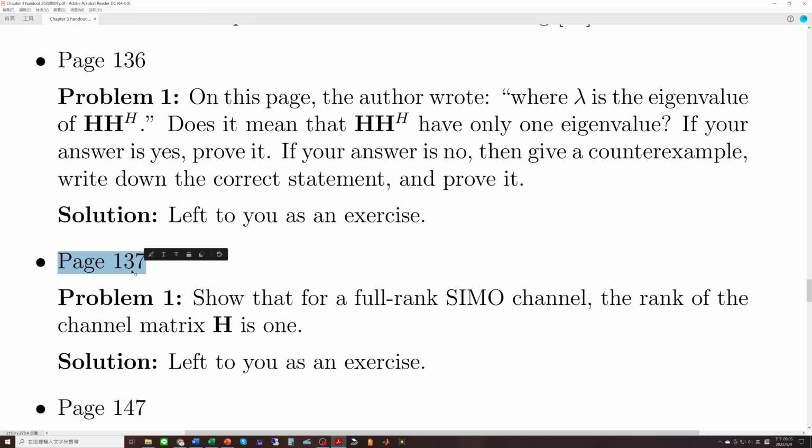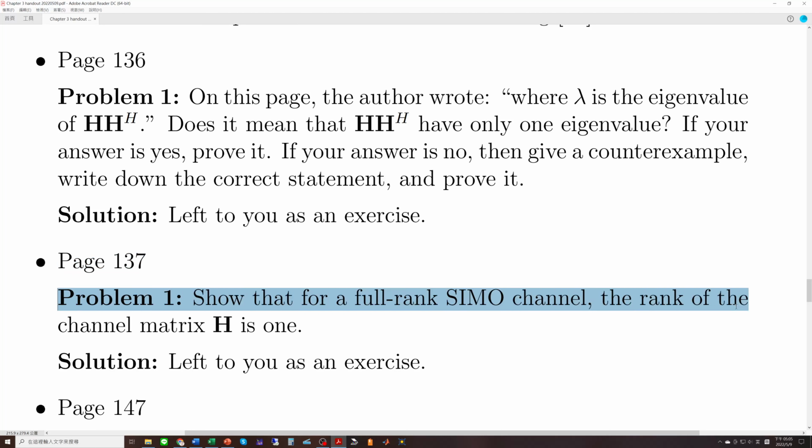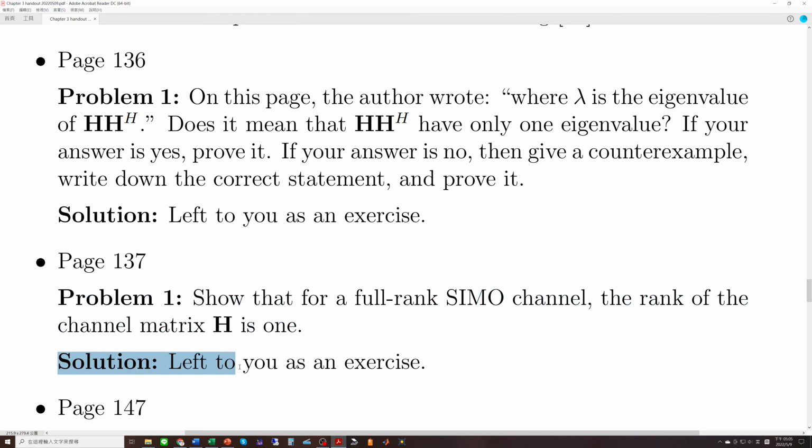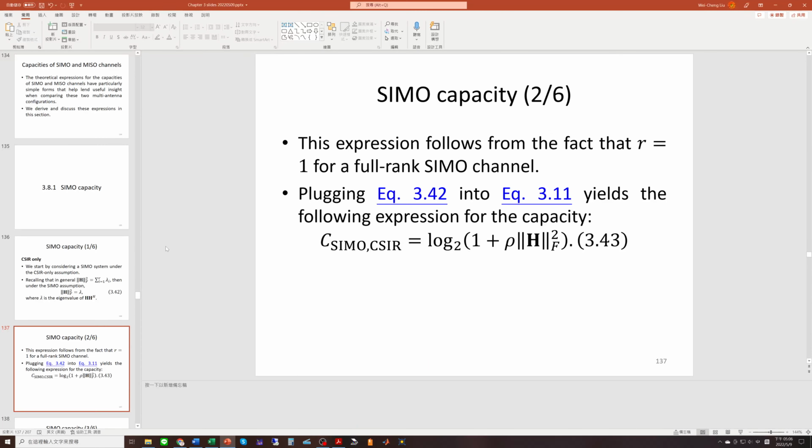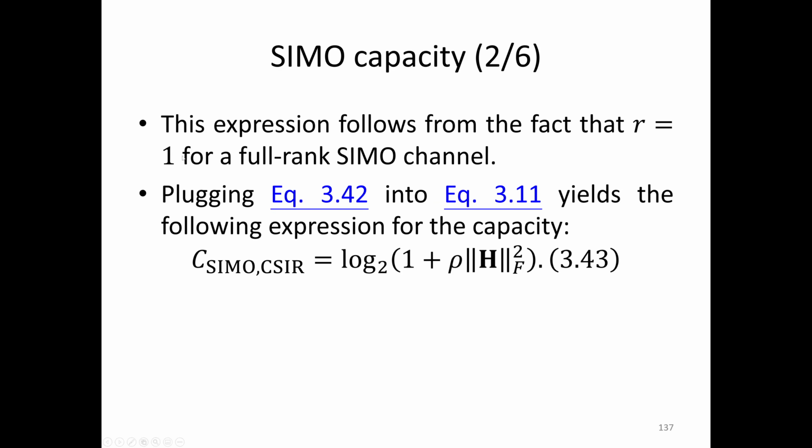Page 137, problem 1. Show that for a full-rank SIMO channel, the rank of the channel matrix H is 1. Solution: it is left to you as an exercise. Because you have taken the course linear algebra, I think you should be able to solve this problem by yourself. Let us go back to the slides.